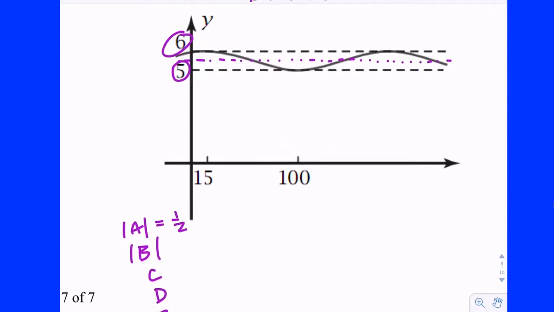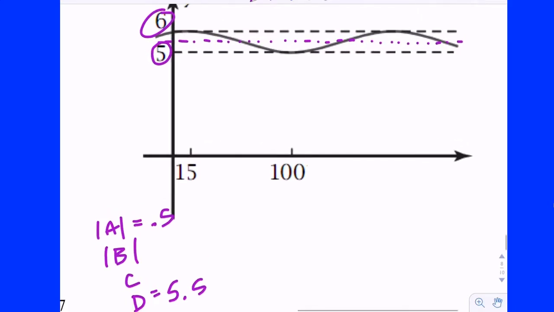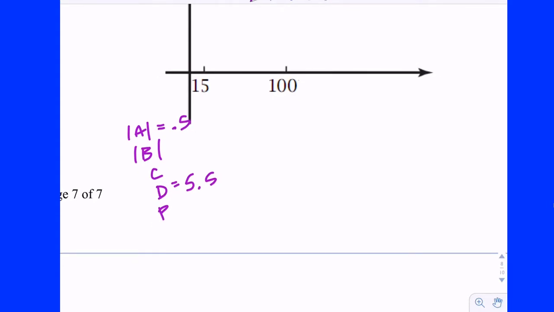So what would the amplitude be then? 1/2, and what would be the D value? Well, it'd be 5.5. Yeah, and if you want to go with decimals, that's fine. 5.5 works, and you can go with 0.5 for the amplitude. Okay, so there you go. There's that. No, 5/2 is 2.5. 5.5 would be 11/2.